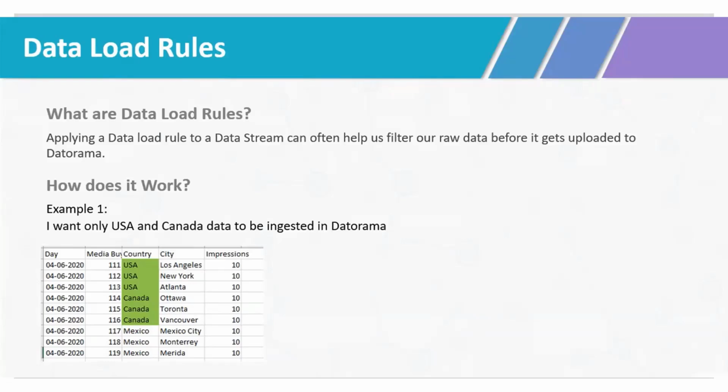So how does it work? You see the data, you see the Excel sheet below, whereby it is said that I want only USA and Canada data to be ingested in Datorama. Correct?